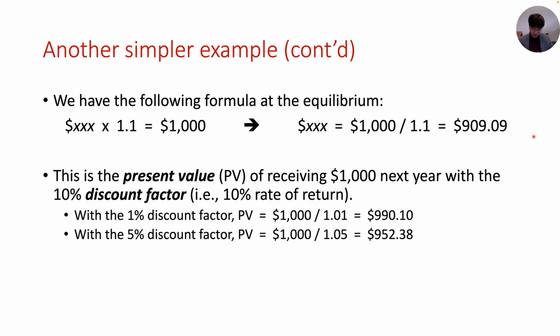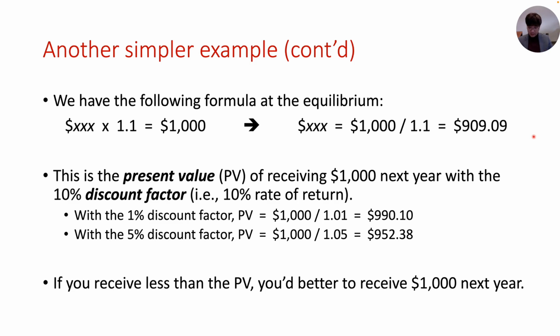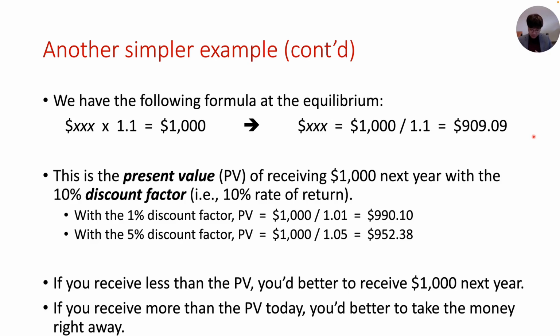The present value denotes the point at which you change your choice. If you receive less than the present value, you'd better receive $1,000 next year. But if you receive more than the PV, taking the money right away is the better option.